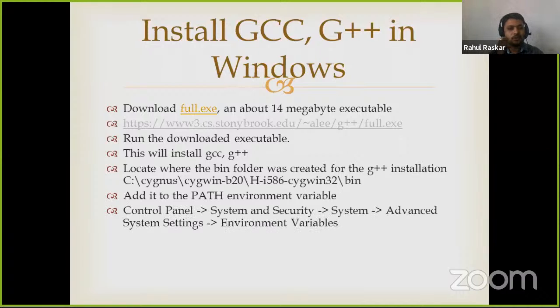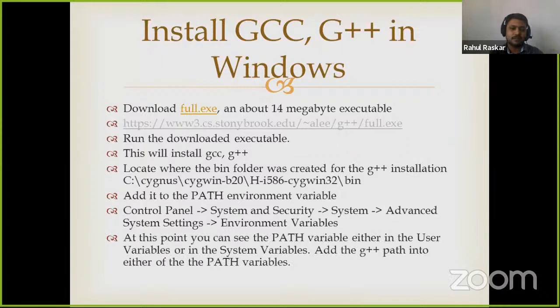So how to set? Go to control panel, system and security. In that system, again advanced system settings, environment variables, and at that point you have to edit that path. You have to give a semicolon, and then you have to paste this location, C colon Cygnus Cygwin H, till bin, that path you have to set. And now your Windows machine is ready to compile and execute C and C++ programs. So let's see.